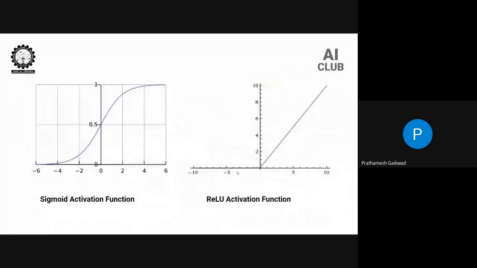There are various activation functions available, some of the most popular ones being the sigmoid activation function, which produces output between 0 and 1 based on the input, which is our weighted sum, and the ReLU activation function, which produces output 0 for a negative weighted sum value, and the same output as input for a positive weighted sum value. So these are two popular activation functions.